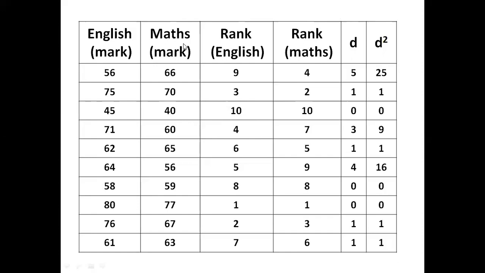Similarly, in the case of the math subject, as you can see, the highest marks are 77, so we have marked first rank here. Similarly, second rank is given to 70, because this is the second highest, and we can check the third rank also, that 67 is the third highest, so we have given it third. In that manner, the lowest mark in the math subject is 40, so we have given the 10th rank to the 40 score. So easily we have calculated these two ranks for the two subjects given.